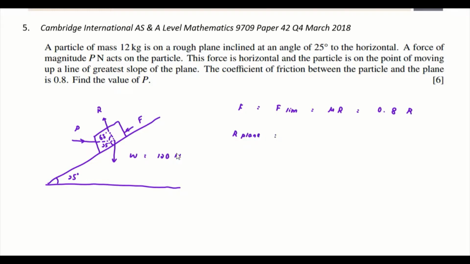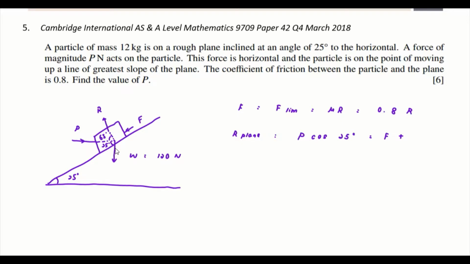Okay, so what we have here is on the plane, so we have P, then it's going to be P cos 25, equal to the force. The weight will be moving to the left hand side as well, so that's why W and F should be put together. So you have P cos 25 equal to the force, and then plus the resolving for the weight here. So that's why we need to find the angle here as well.